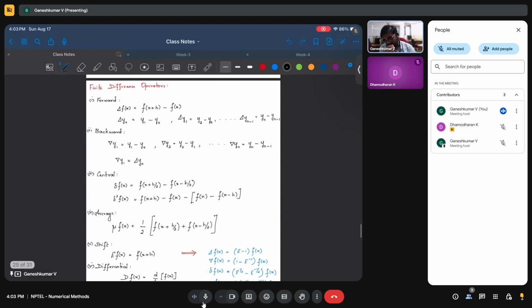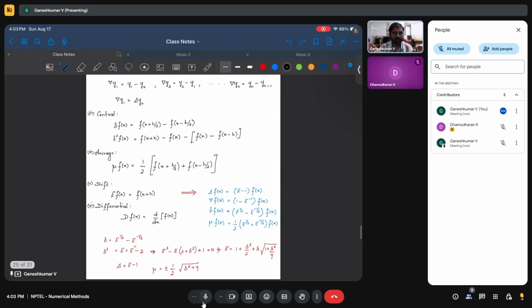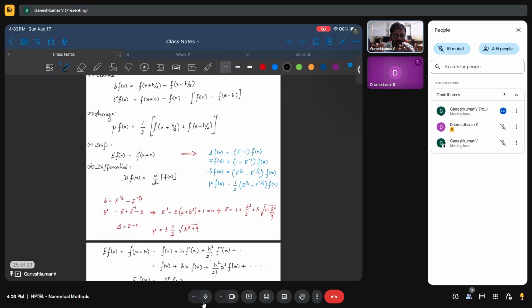And then we saw the finite difference operators, how you can express them. If it is a forward operator, then the next function value minus the current function value is your current forward difference value. Similarly, the backward is from the previous value, and then central is in between, from h by 2 to minus h by 2, and similarly averages, you know how to average.